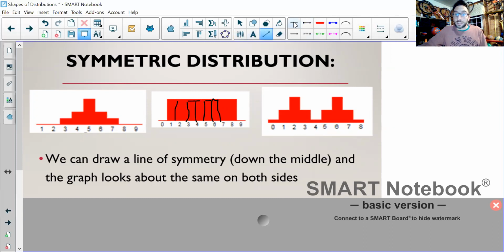Nonetheless, all of these can be described as symmetric. Here I draw a line down the middle. This is about the same on the left and the right. Or if I folded a piece of paper in half over this line, it would match on both sides. Same thing here. This distribution is symmetric. This distribution is symmetric. So nothing crazy there. I think I could have skipped that slide, and many of us would have been comfortable identifying whether a distribution were considered symmetric or not.